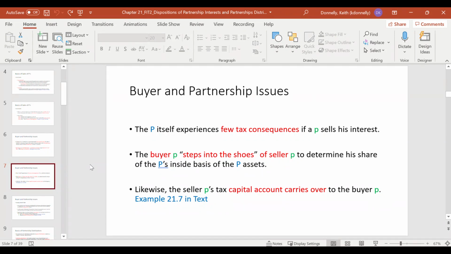Now, the general rule is, when we're allocating and asking what is your share of the inside basis of the partnership's assets when you enter the partnership as a new partner, when you buy your interest, it's just going to be a carryover basis. Whatever the person before you had, that's what you have. Also, you're going to take a carryover basis in the capital account. Remember we said capital accounts are equity accounts of the person you bought it from.